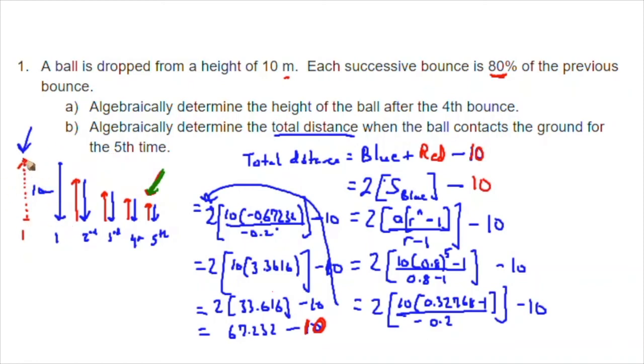But this is not included in the problem. We just added it in so that we can make a nice double, and then we're going to subtract that off. So here we have 67.232 minus 10. That's 57.232. And so we can see the total distance that the ball travels as it contacts the ground for the 5th time is going to be 57.232 meters.